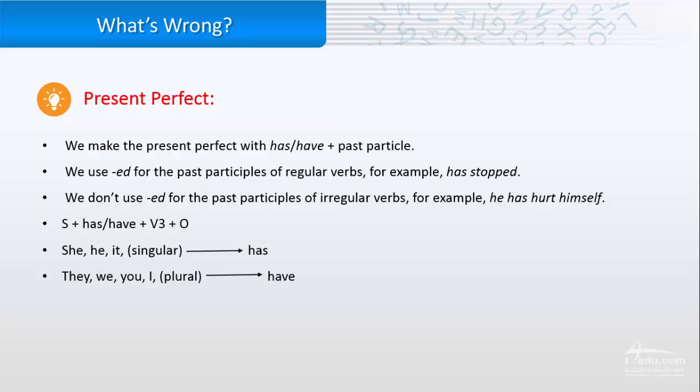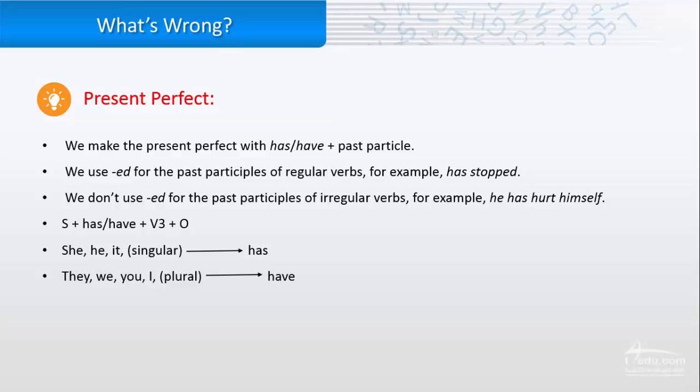We use ed for the past participles of regular verbs. For example, has stopped. So we just add ed. We don't use ed for the past participles of irregular verbs. For example, he has hurt himself. Hurt here, we didn't use the ed because it's an irregular verb. So how do we form it?